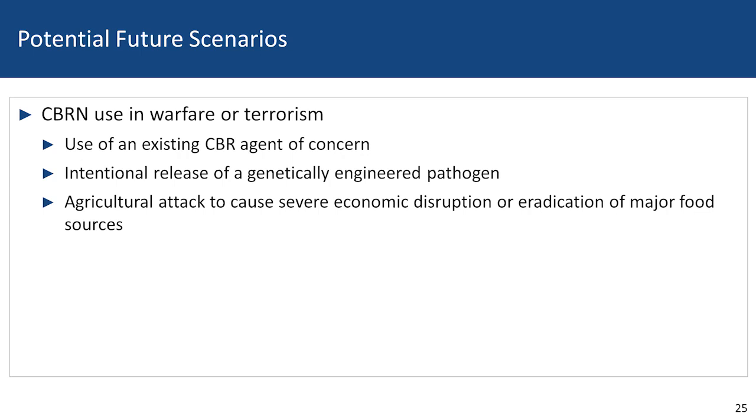This could be manifest in the use of an existing CBR agent of concern, an intentional release of a genetically engineered pathogen that we don't currently know about, or another example, I haven't focused on the nexus of public health and animal health, but agricultural attacks used to cause severe economic disruption or eradication of major food sources.